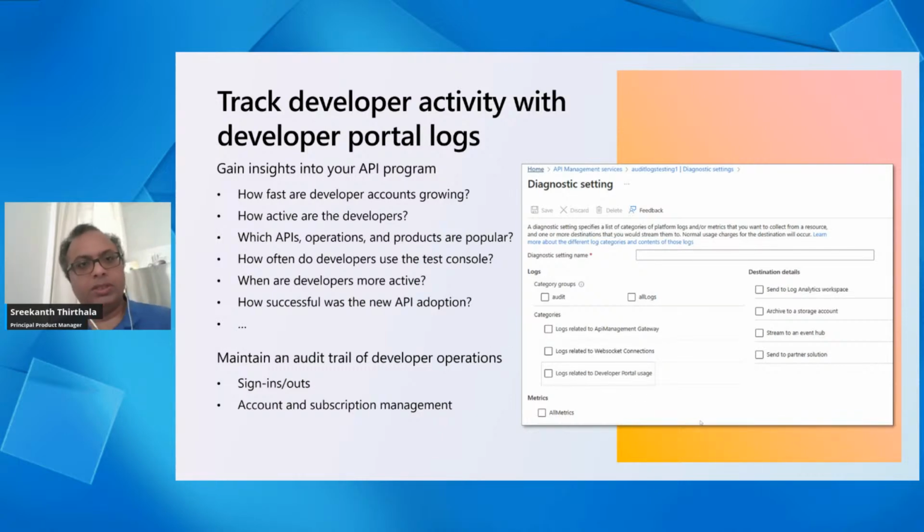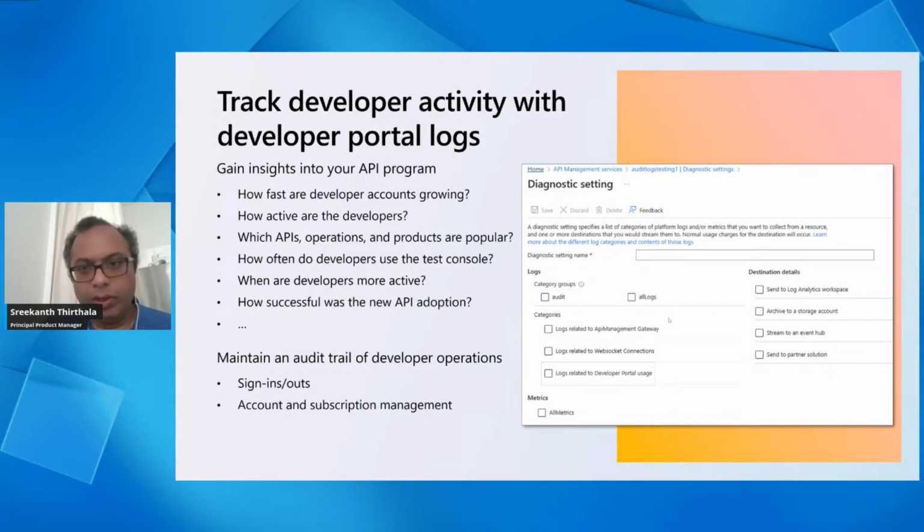If you want to know how successful your API program is, you want to know how your developer accounts are increasing, which APIs are more active, which APIs are being used quite a bit, how often do folks use testing to test a particular API, things like that. And further, some customers want to maintain audit logs, audit trails of developer activities. For this, we are launching a new feature to enable our customers to get all the activity and to create these dashboards so that we can actually track which APIs are successful, which operations are most successful, and ensure the success of the API program all up.